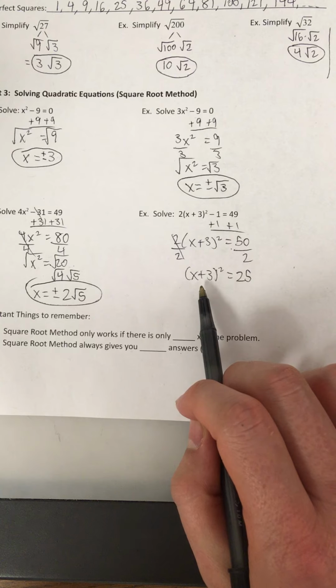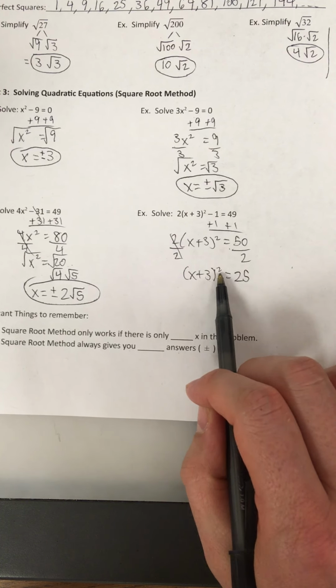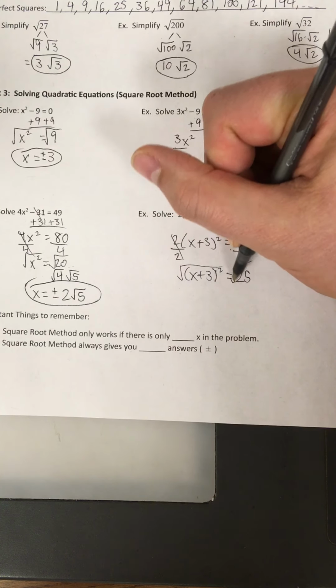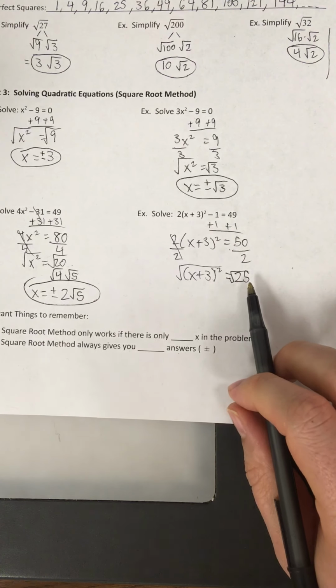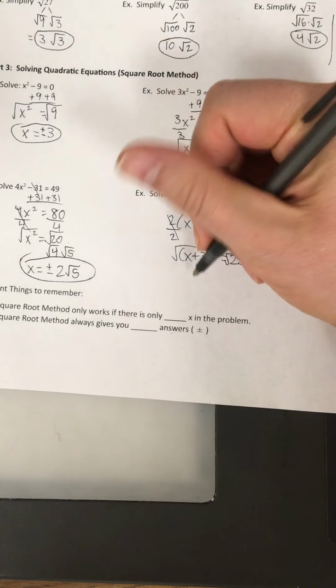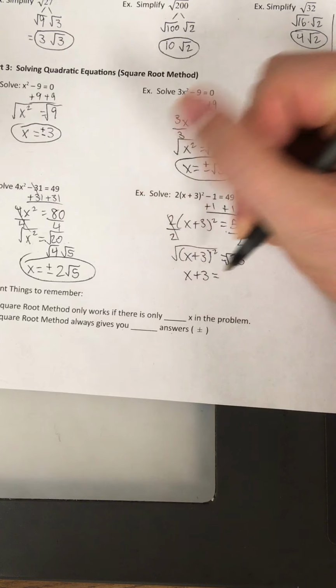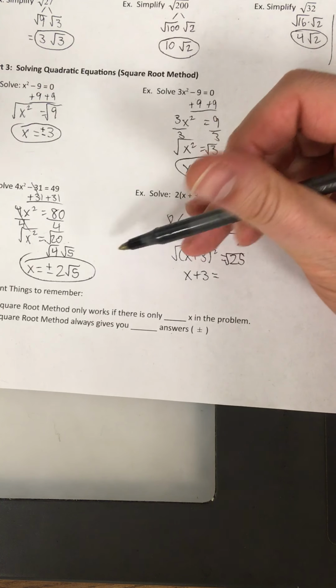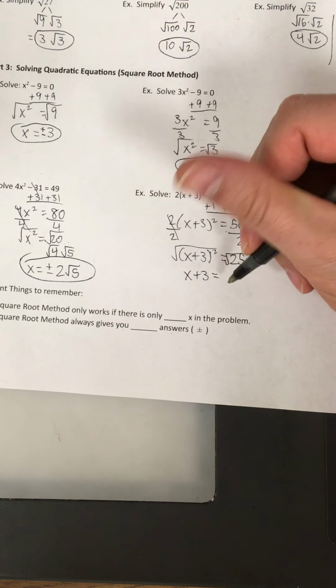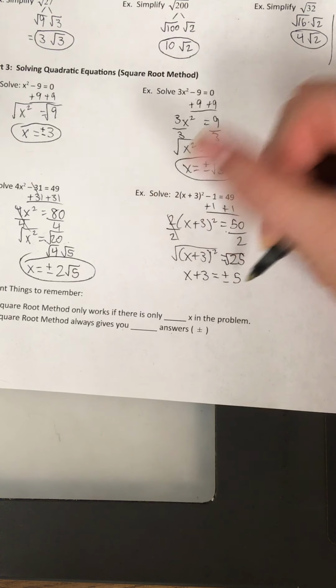Now, I need to get rid of plus 3 and I need to get rid of the squared. Which one's further from x? The squared, so I'm going to get rid of that next. I'm going to take the square root. And what's the square root of 25? It's 5. So I'm getting x plus 3 equals, don't forget, when you take the square root method, how many answers you get? You get 2 answers, plus or minus 5.